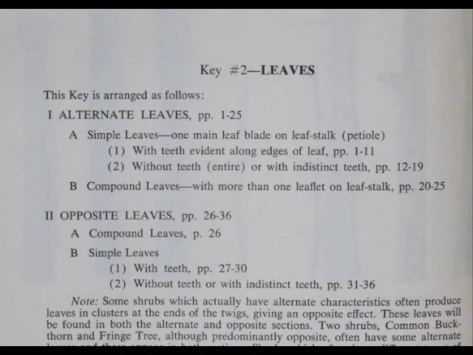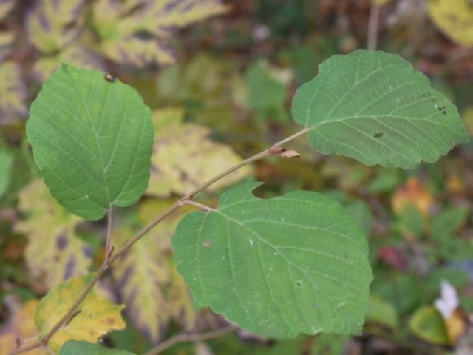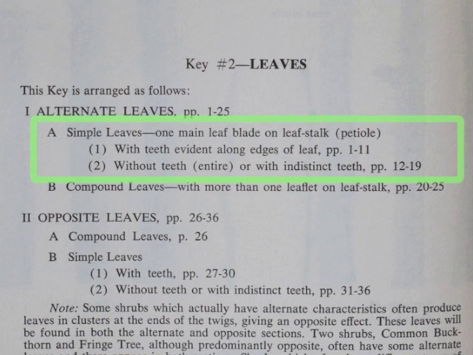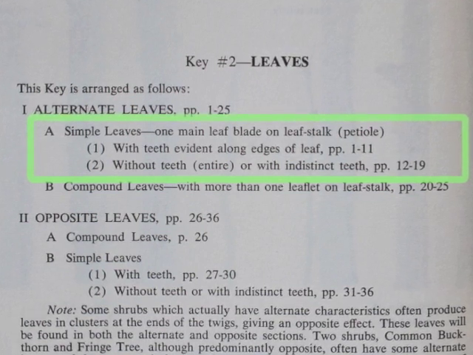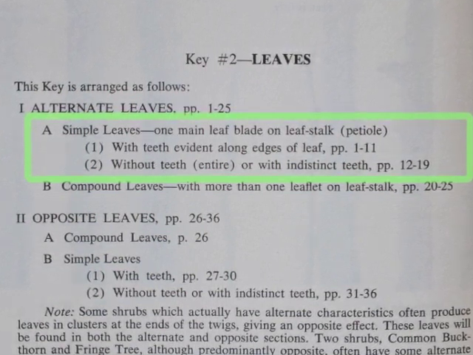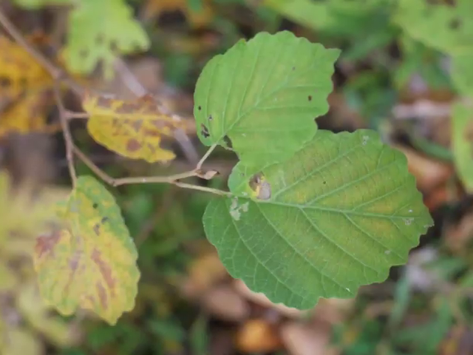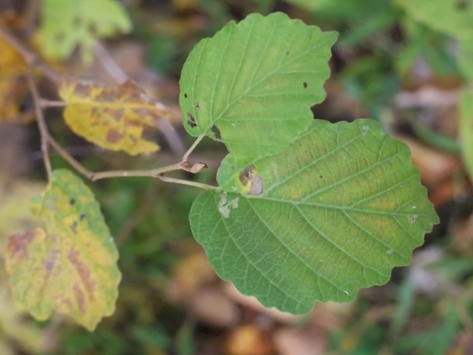Starting with pictorial key number 2 for leaves, we choose from 4 basic leaf types: alternate simple leaves, alternate compound leaves, opposite compound leaves, and opposite simple leaves. This leaf grows alternately along the stem, and it's a simple leaf. Within the alternate simple leaves category, we have a choice of with teeth evident along edges of leaf, or without teeth, entire, or with indistinct teeth.